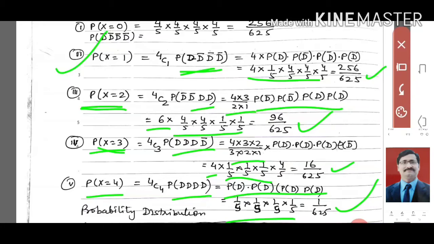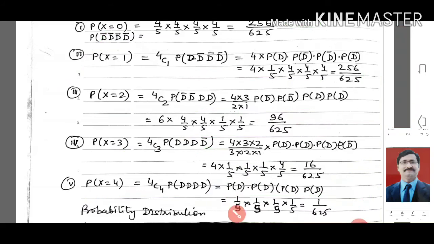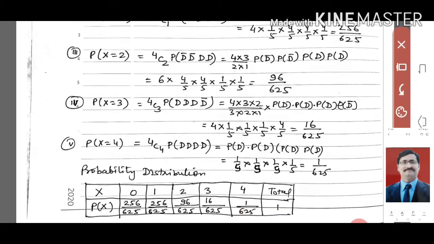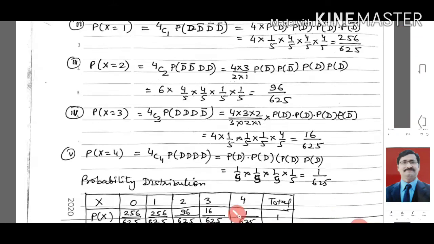So all the probabilities you find, P(X=0), P(X=1), P(X=2), P(X=3) and P(X=4), you write these in the form of a table, and that is called a probability distribution table, and we will find the total will be 1. So hope you understand this.